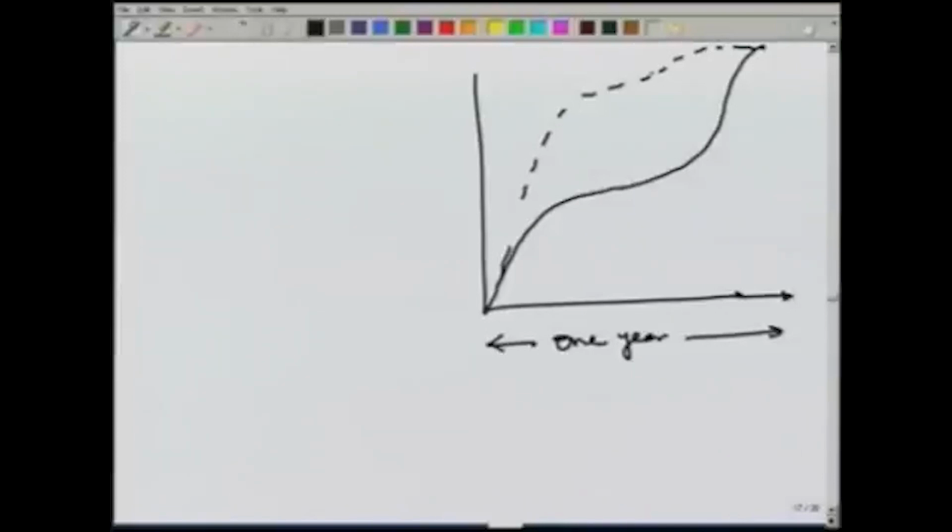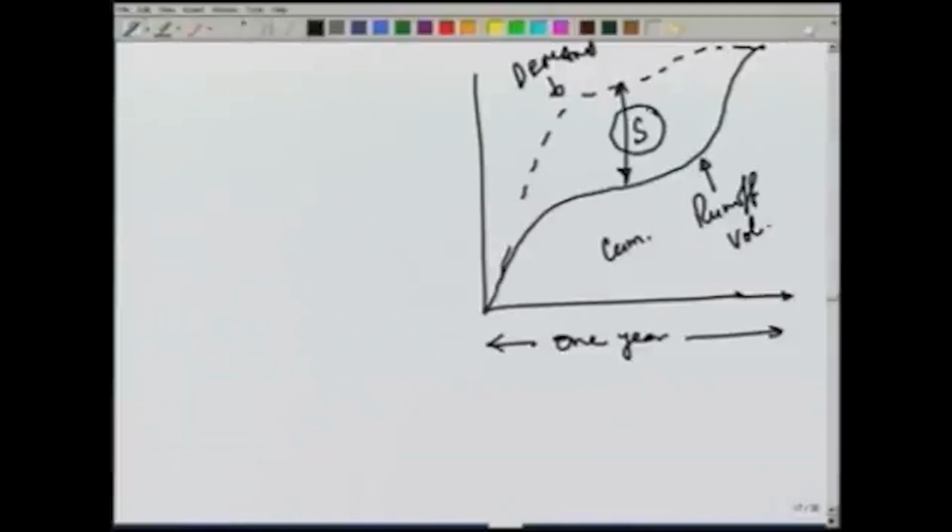So, the demand itself may be changing, water supply of course changes. So, in that case what we do is we find out the maximum difference between the demand and the available water, which is the runoff, cumulative runoff volume. So, the maximum difference between these two ordinates will give us the required storage capacity.